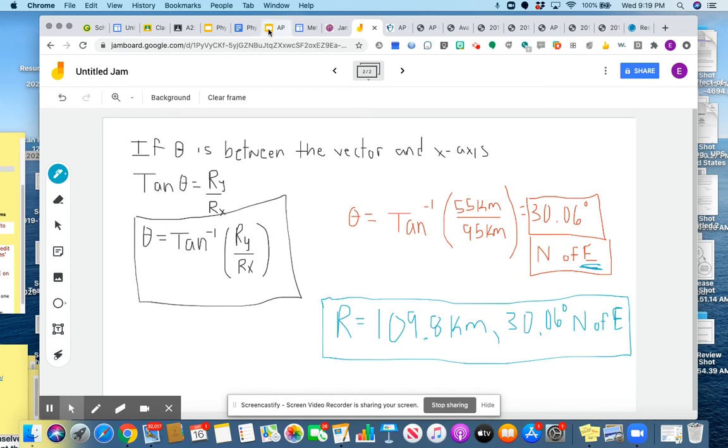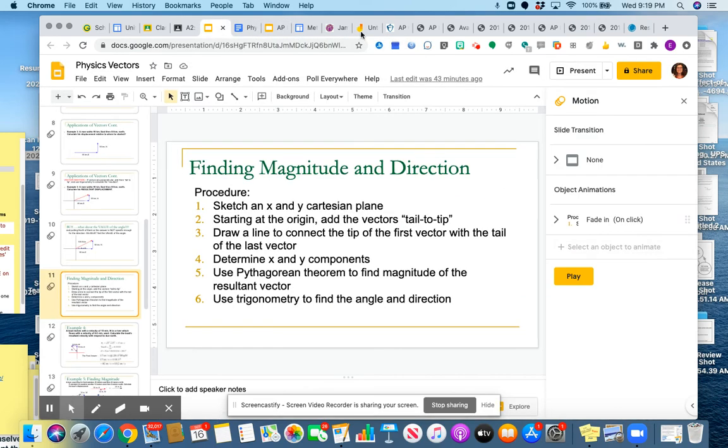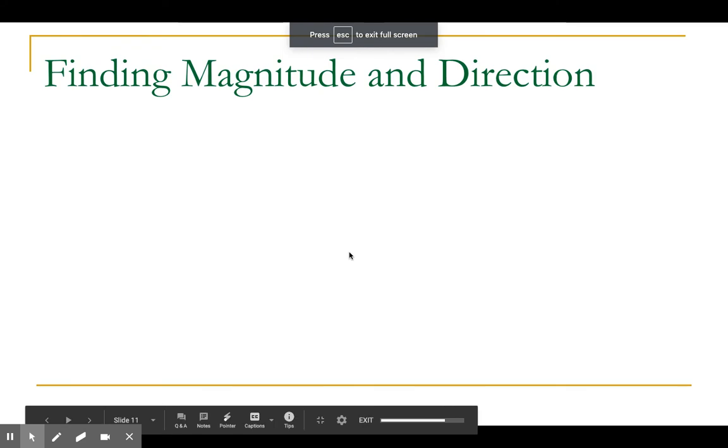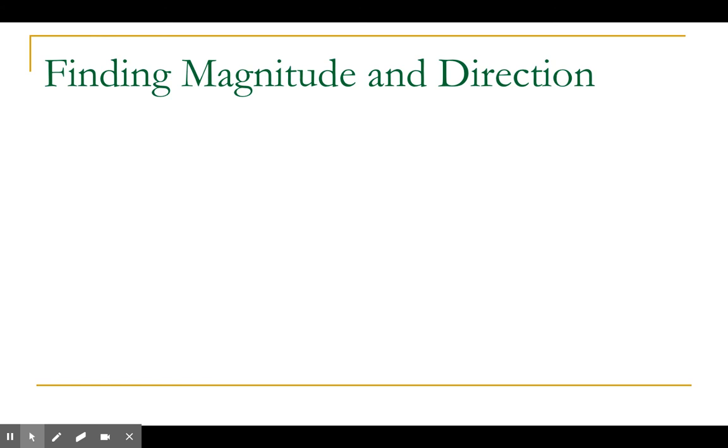So let's take a look at a comprehensive procedure. So again, we found the resultant vector, which is equivalent to the terminology finding the magnitude and direction of a vector. So if you're asked to find the resultant or the magnitude and the direction of a displacement vector, a velocity vector, an acceleration vector, this is the process in which you will use.